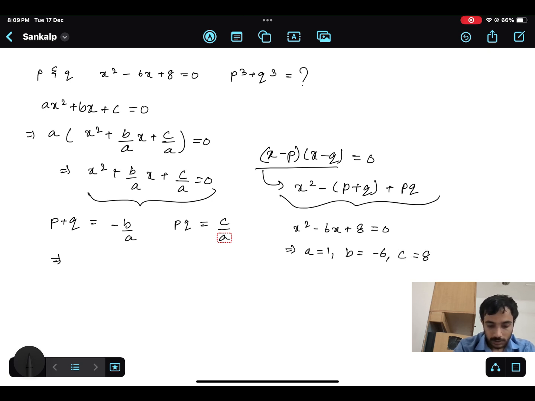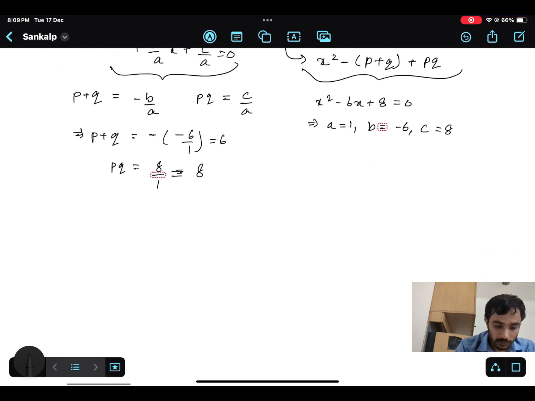So we'll get p plus q will be equal to minus of minus 6 by 1, which is 6, and the product of roots pq as c by a, which is 8 by 1, which is 8. We need to find the value of p cube plus q cube. Now this can be written as p plus q into p square minus pq plus q square.